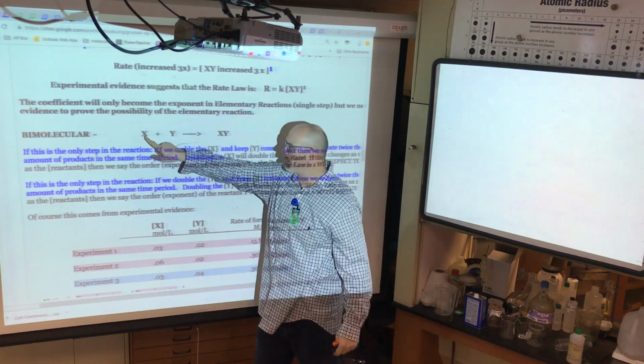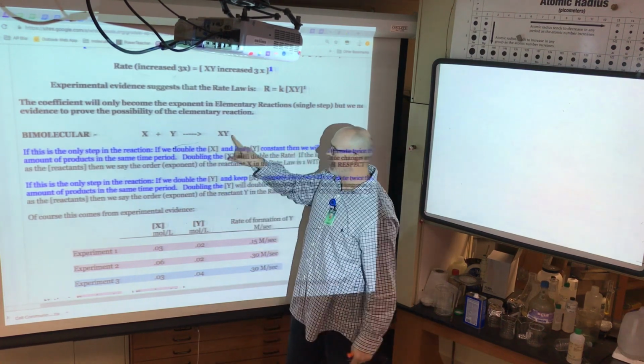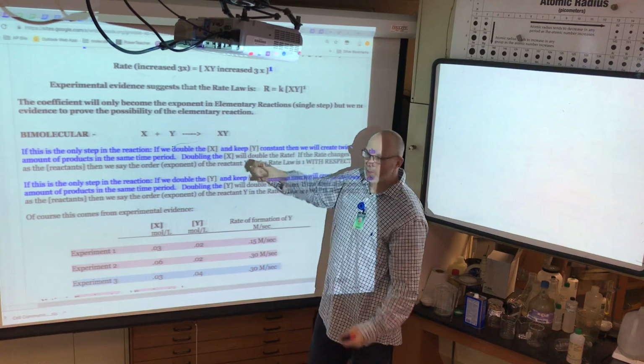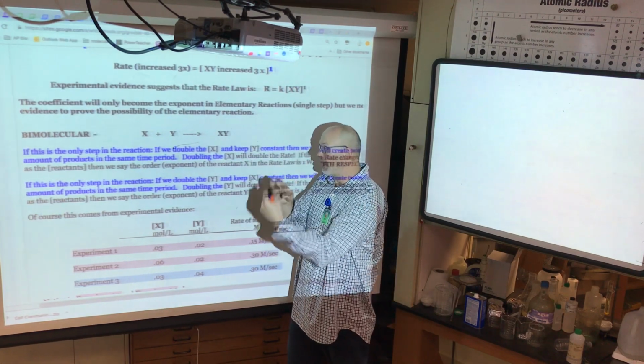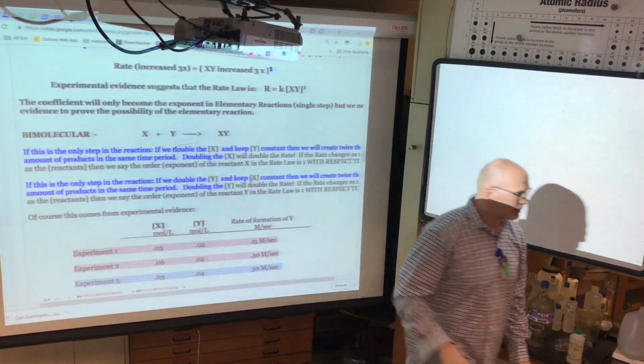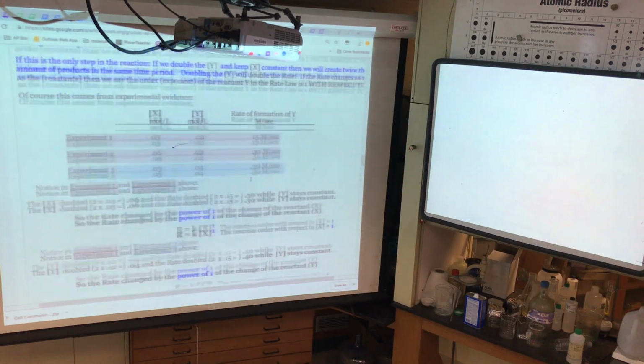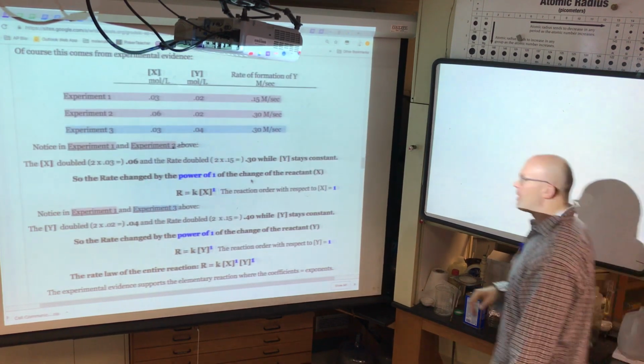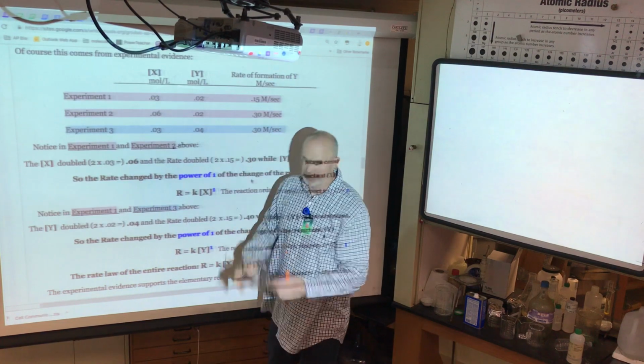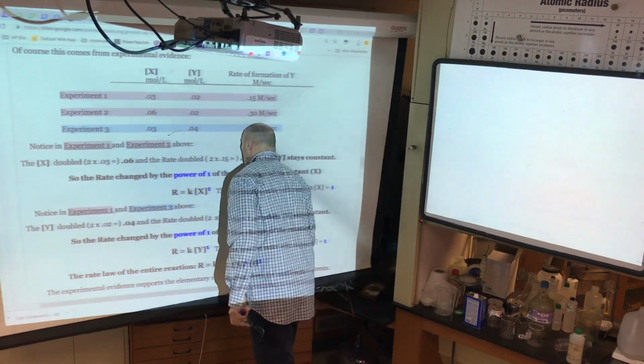In any case, here we go. So here's my X and Y coming together. Is this elementary? Well, it makes sense that it could be, one thing colliding. But we've got to go to the data. Hopefully I did this one correctly. So here I have X and Y, and again, the best way to do this is the eyeball method.